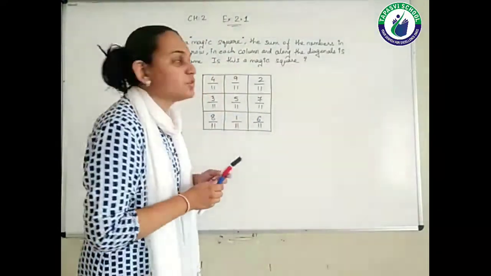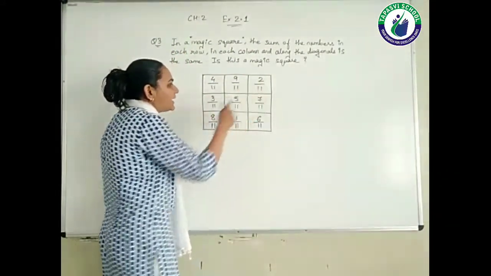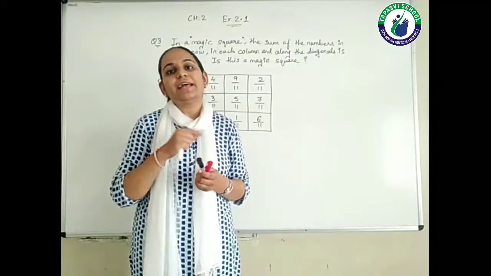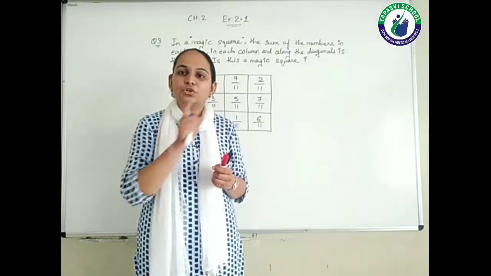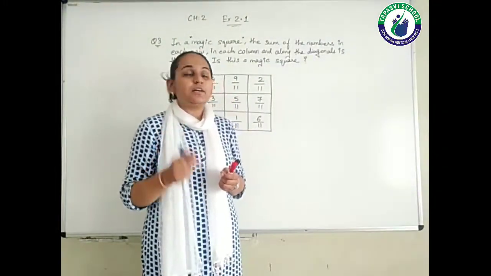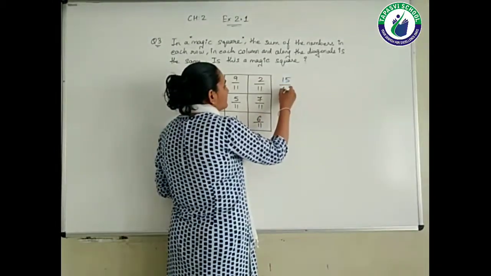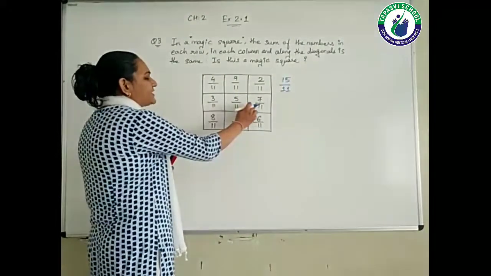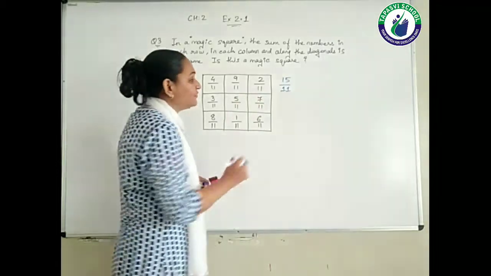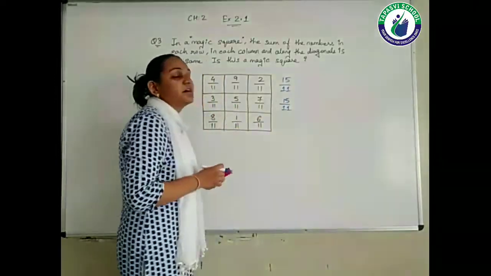First I am starting with the rows, students. See, 4 by 11, 9 by 11, 4 by 11, 9 by 11 and 2 by 11. All the denominators are the same. So whenever the denominators are the same, you can directly add the numerators. 4 plus 9 is 13, and 13 plus 2 is 15 upon 11. Is it clear? Now moving to the second row, 3 plus 5 is 8 and 8 plus 7 is 15. So here also I am writing 15 by 11, the total of row 2.